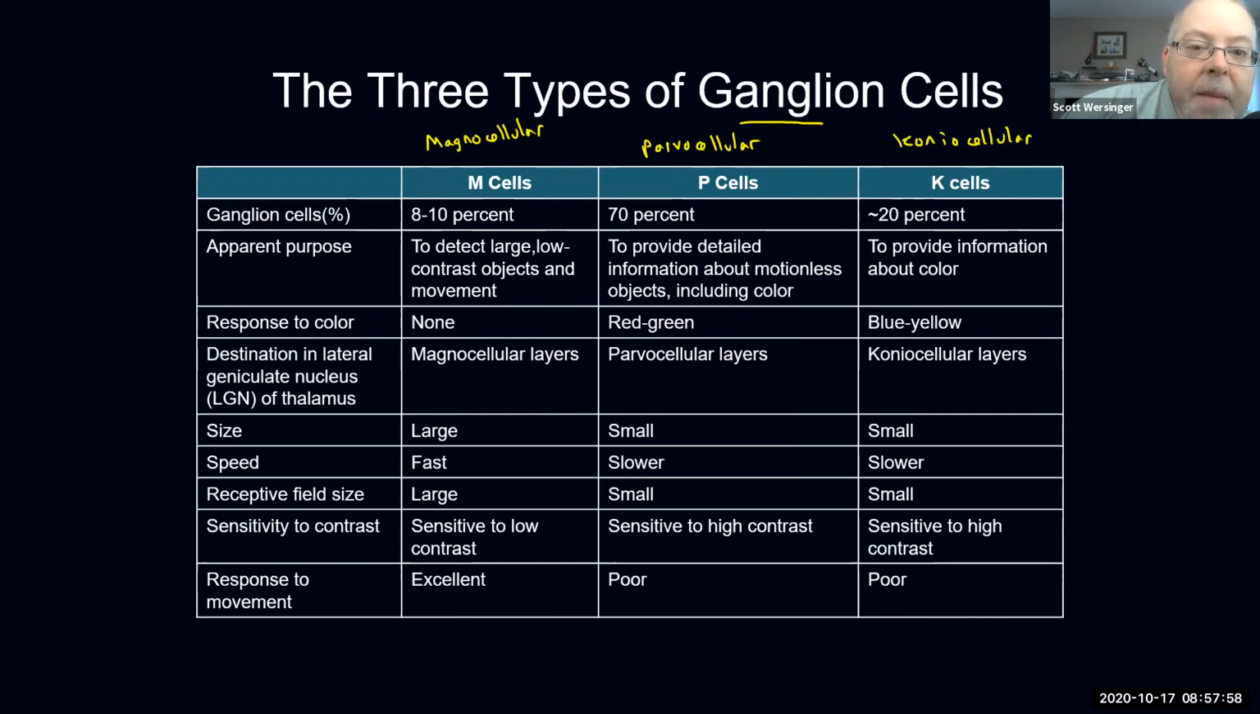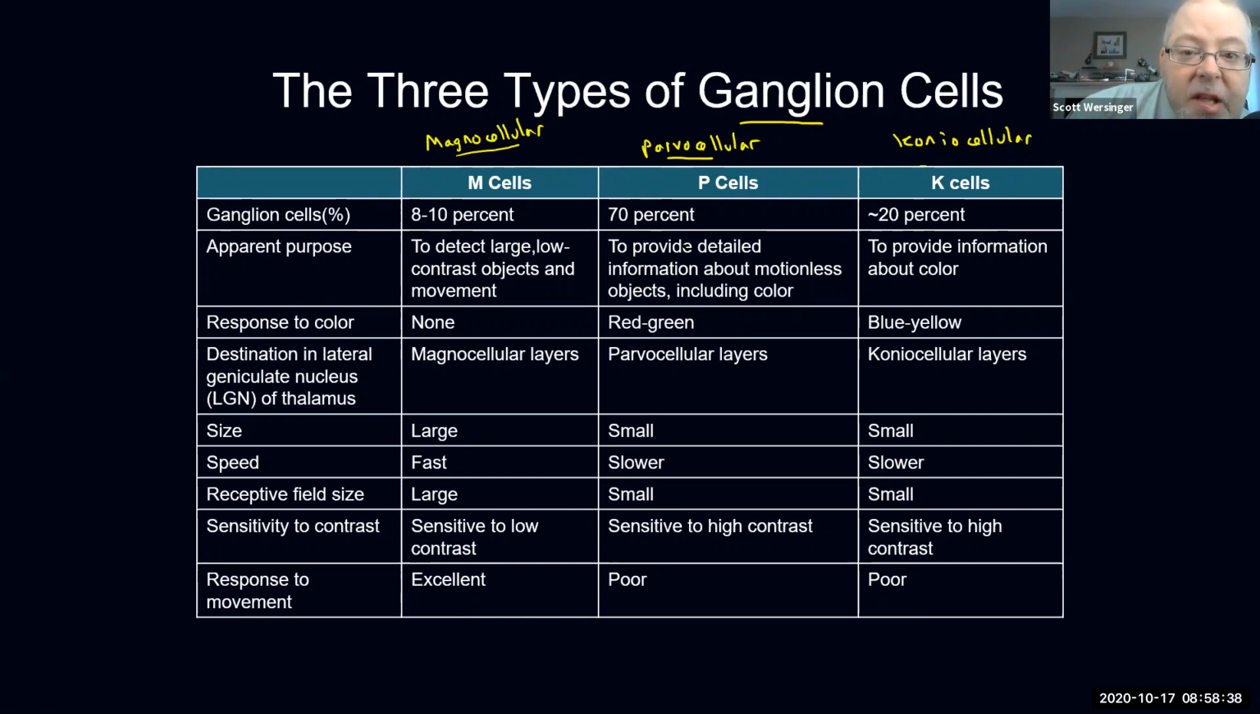Okay, so magnocellular, these are large cells. Okay, parvocellular are going to be smaller cells. Conios are going to be sort of a mixture, right? But these cells are going to do different things. If you look, most of the ganglion cells you have in your retina are going to be these parvocellular cells. These are about 70%. These provide detailed information about objects, including color.